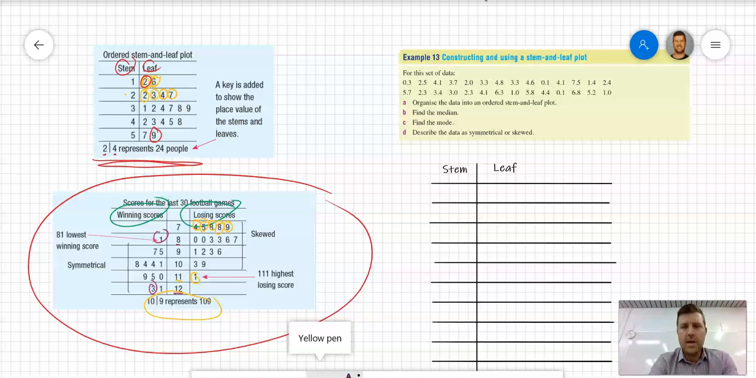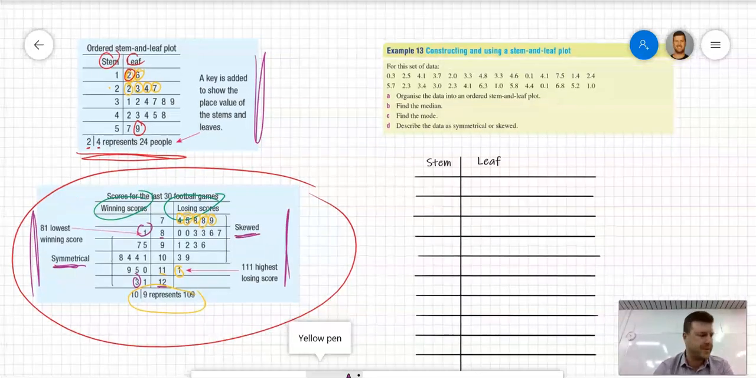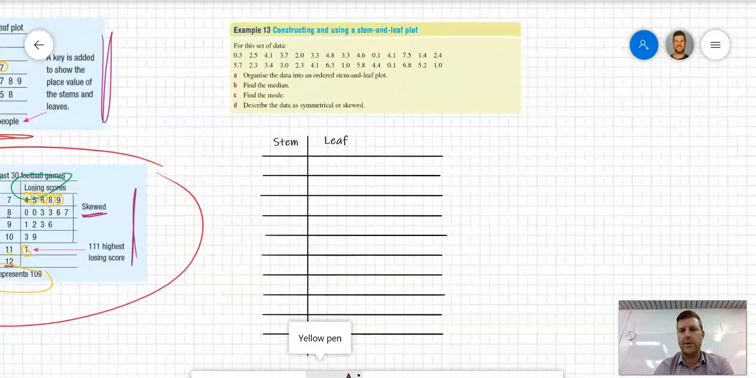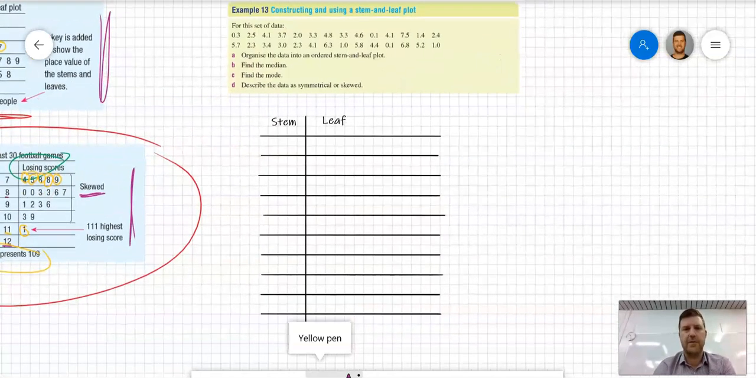So, back-to-back stem and leaf plot, great for comparing two sets of data. If you've just got one set of data, you just do it on an ordered stem and leaf plot. And we'll talk about the words you see here, skewed and symmetrical, in a minute. First I'm going to go through this example, which I've taken from your textbook, page 541, and show you how to create a stem and leaf plot from the data given here.